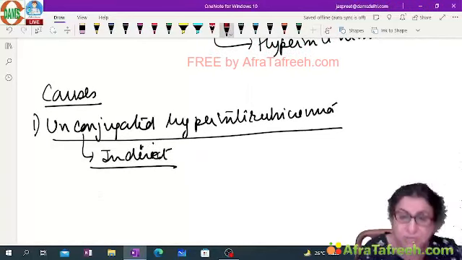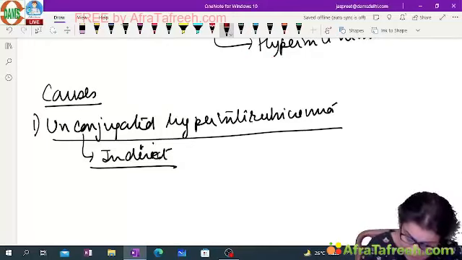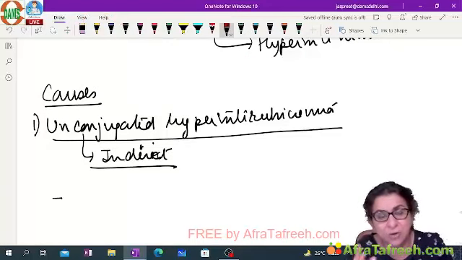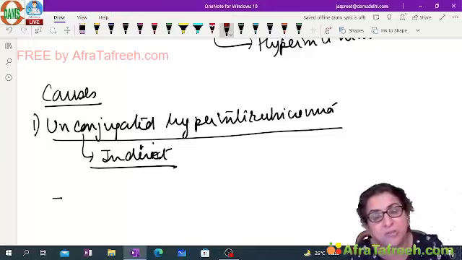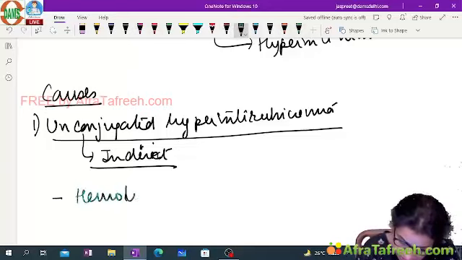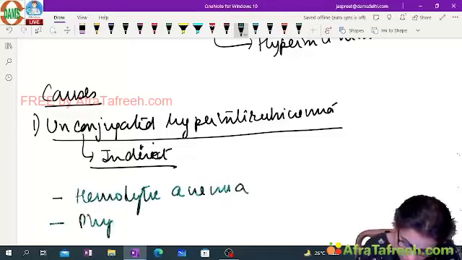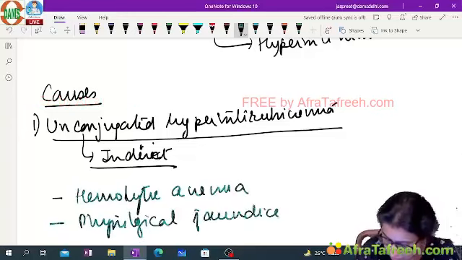Which are the conditions where unconjugated bilirubin increases in the blood? This happens in hemolytic anemias. In hemolytic anemias, a lot of RBCs are dying, so a lot of bilirubin is being generated. Unconjugated bilirubin is produced and the liver is unable to conjugate all of it because so much is produced. So unconjugated bilirubin rises in the blood. Second is physiological jaundice of newborn.